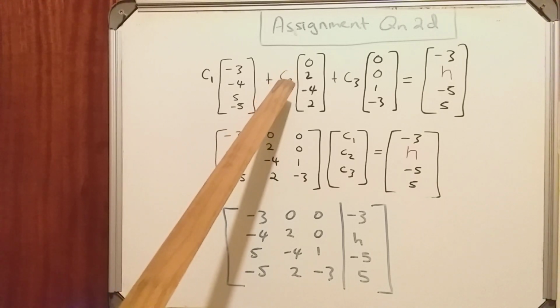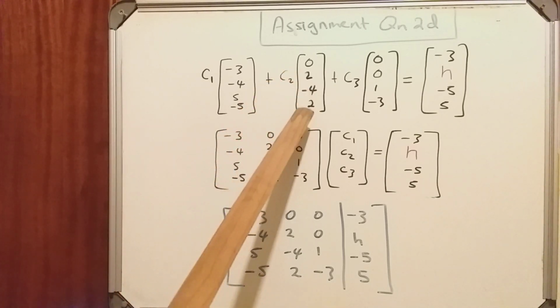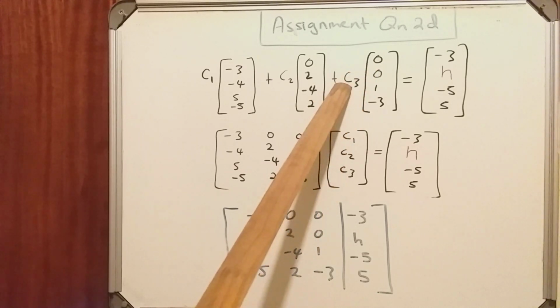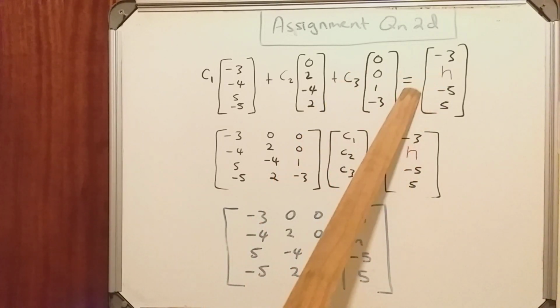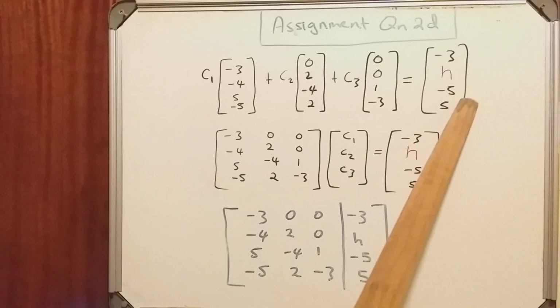plus C2 multiplied by the vector in the set, plus C3 multiplied by the vector, is equal to negative 3, H, negative 5, and 5.